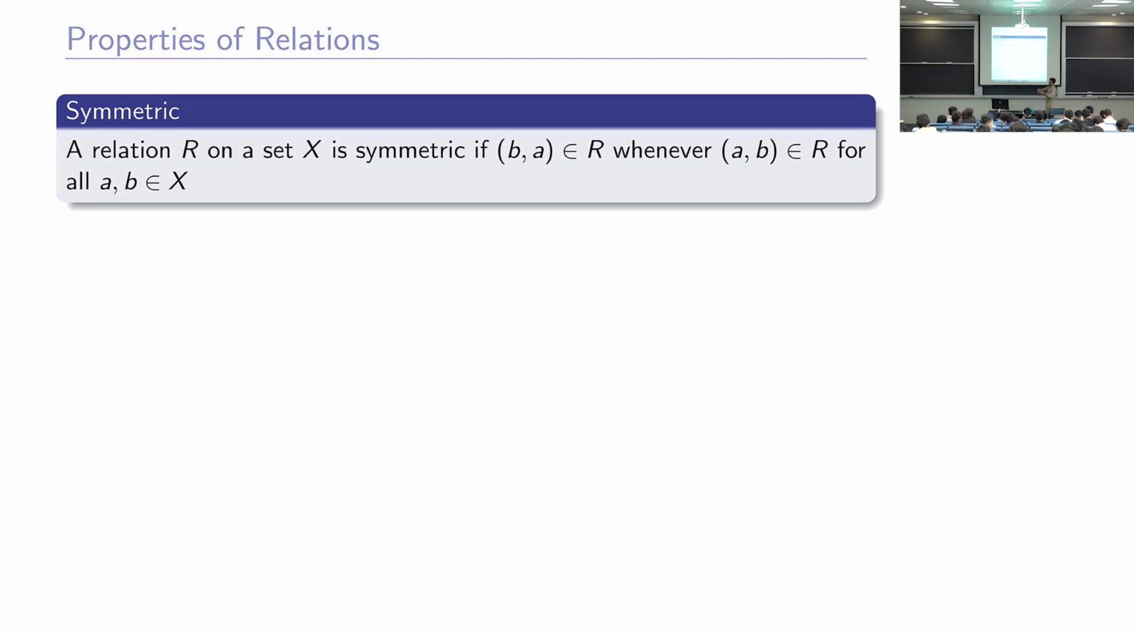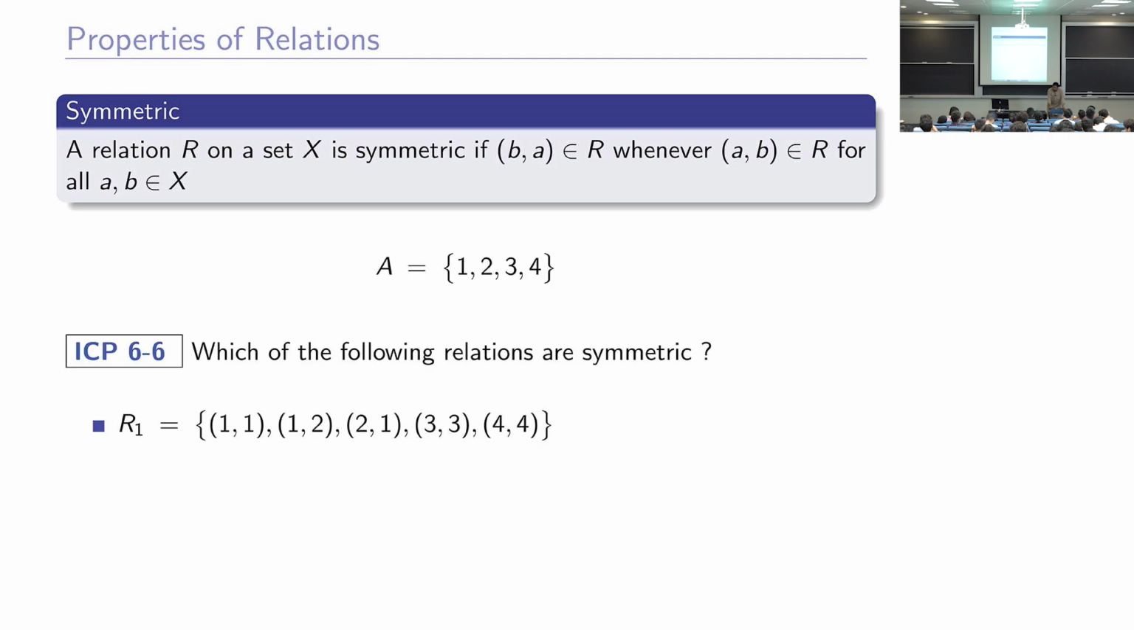A relation is called a symmetric relation if whenever there is some element (A, B), where A is an element of the set X and B is an element of the set X, then (B, A) is also there. So if A is related to B, then B is related to A. Some kind of bidirectionality, right? Okay, so that's the definition. Let's do an example. Again, the same set A = {1, 2, 3, 4}, R1 = {(1, 1), (1, 2), (2, 1), (3, 3), (4, 4)}. Is this symmetric?